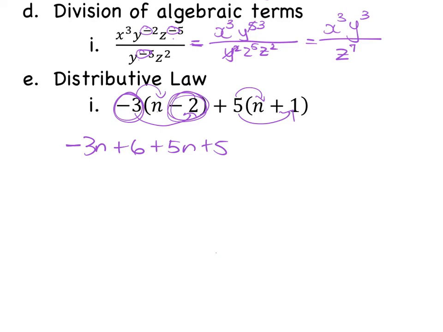So we add the like terms now. So we'll get 2n, and we will get 6 plus 5 is 11.